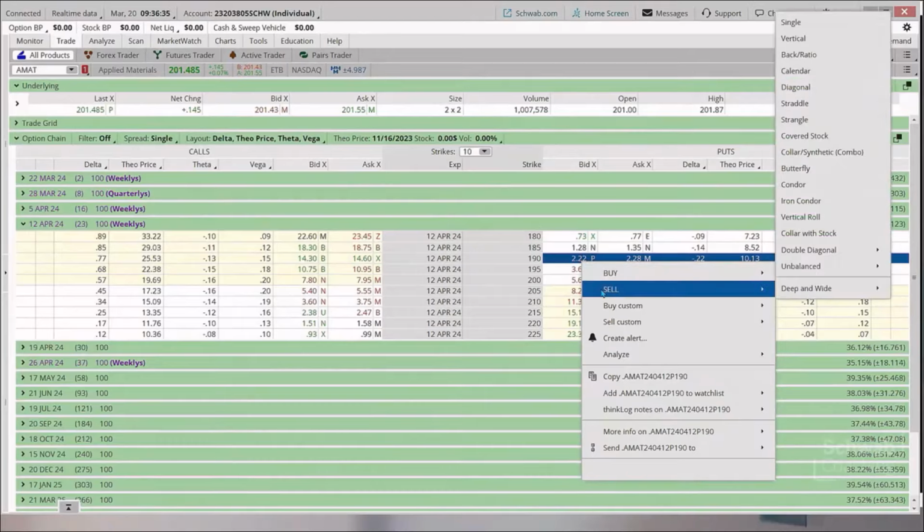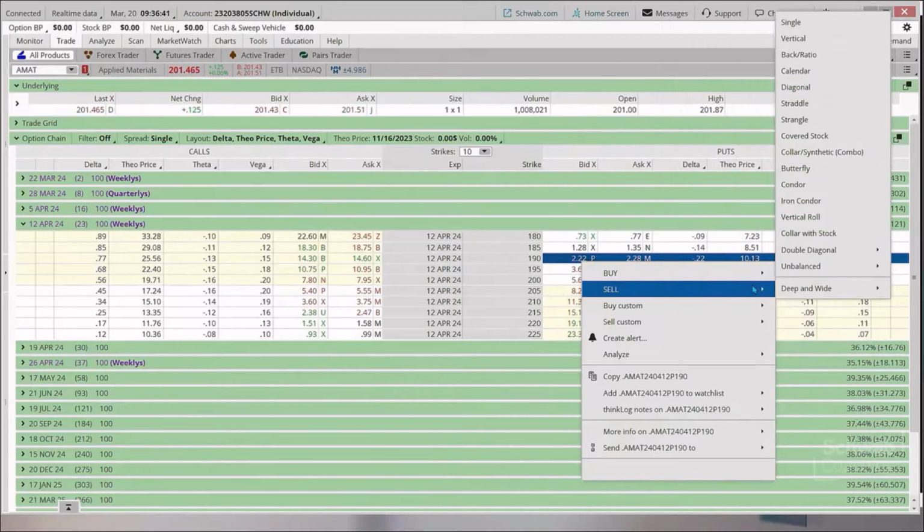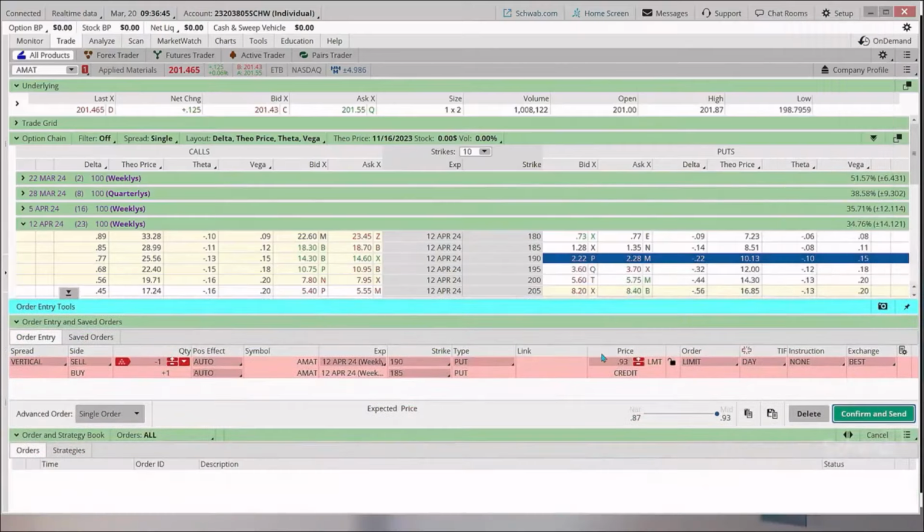I'm going to come down here. I'm going to choose sell. If I wanted to go wider, I'd go deep and wide, but I don't want to go wider. I just want to go $5. So I'm going to do sell. I'm going to come up here and choose vertical. Okay. That gives us a credit of somewhere in between 87 and 93 cents.